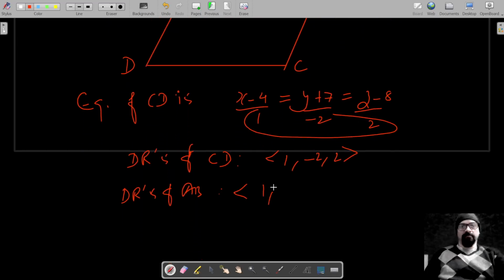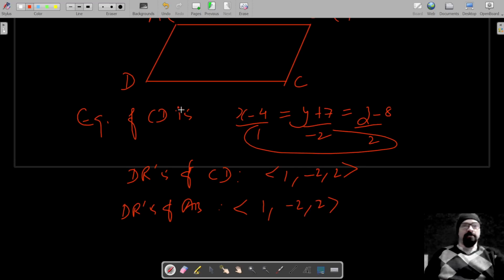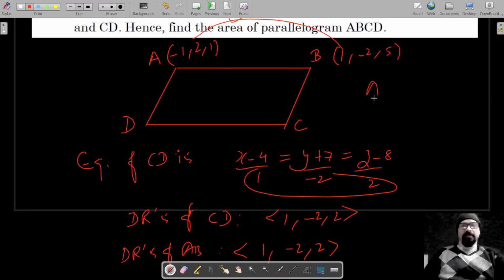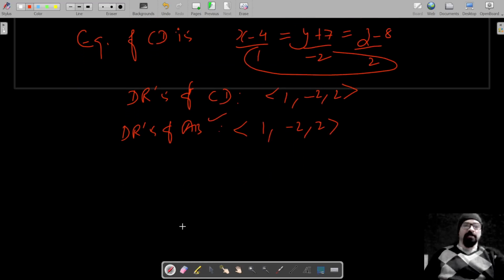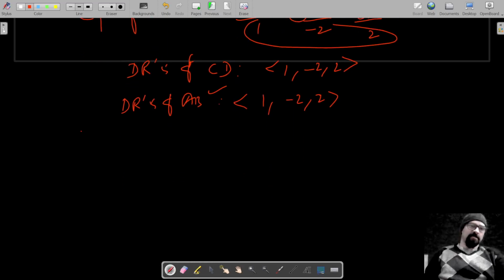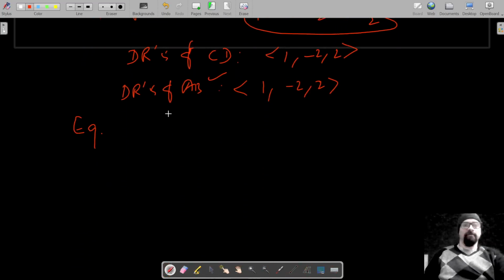So this is 1 and then negative 2 and 2, because AB is parallel to CD. So whatever are the direction ratios of CD will be the direction ratios of AB, so they have the same direction ratios. Now we can find the equation of AB as it's passing through negative 1 comma.